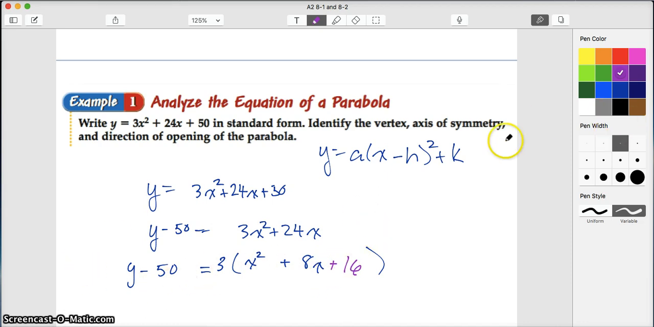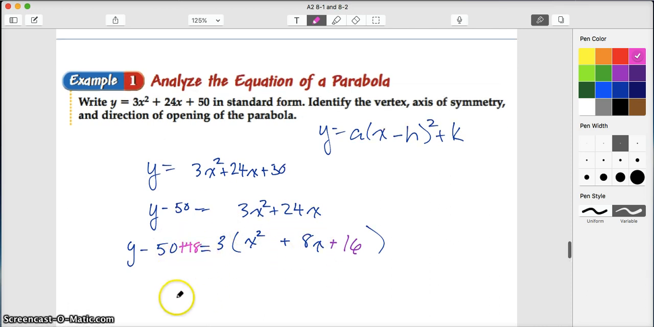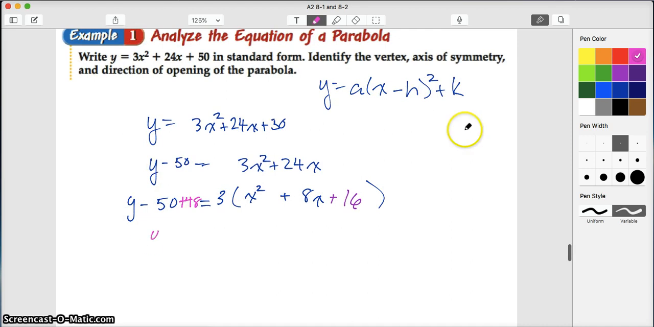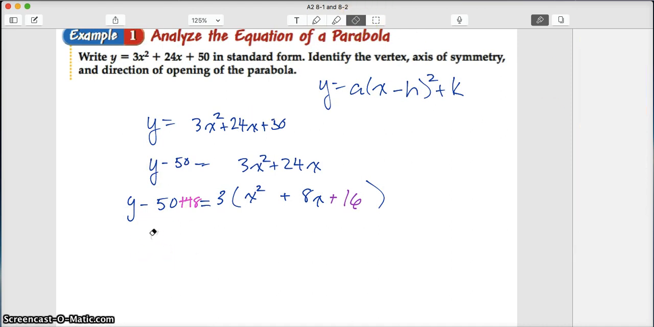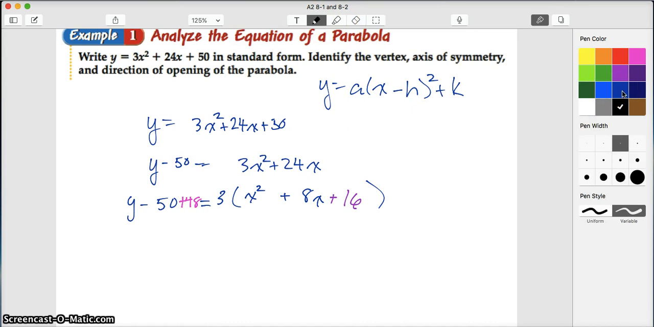So now instead of adding that, to this side I have to add a different number. And the different number is 3 times that, which is 48. So 3 times 16. Technically I added 48 to this side. Now when I simplify this, I get y minus 2 is equal to 3 times, factor this, x plus 4 quantity squared.